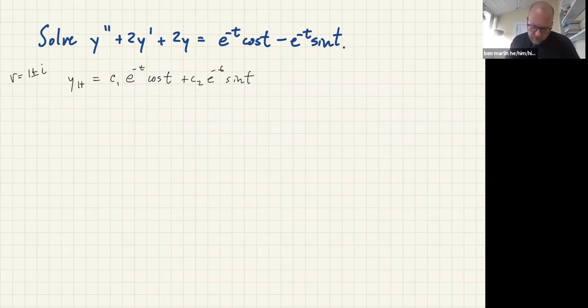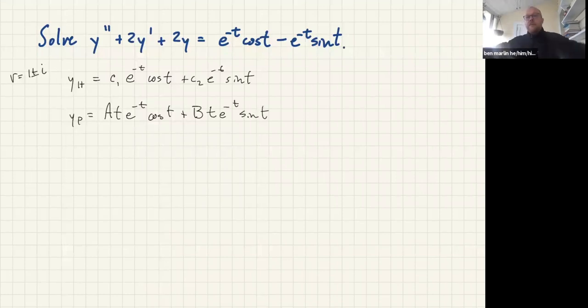So we are going to write that our y sub p needs to be a t e to the minus t cosine t plus b t e to the minus t sine t. Okay. We're probably going to have to add an extra sheet on these. I apologize for that. Oh, and I have forgotten to number them. Thrilling. Okay.